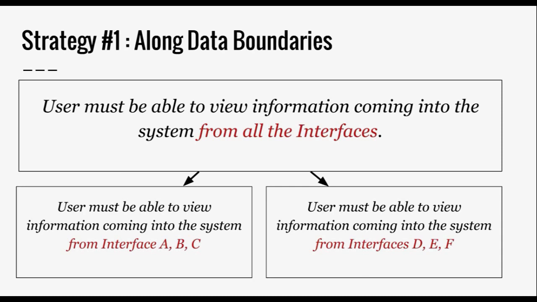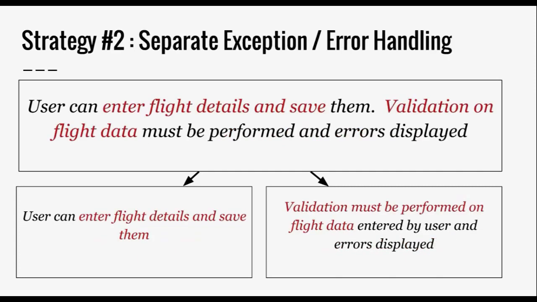So one way to split the story is along the data boundaries. So here is one example that I could think of. The first user story can be split based on the interfaces A, B, and C. Here A, B, C are external systems. And the other story can be based on the information coming from interfaces D, E, F. Or you can make further splits. It can not be just 2, but it can be 4 or 5. But what I want you to focus on is a strategy where you split along the data boundaries.